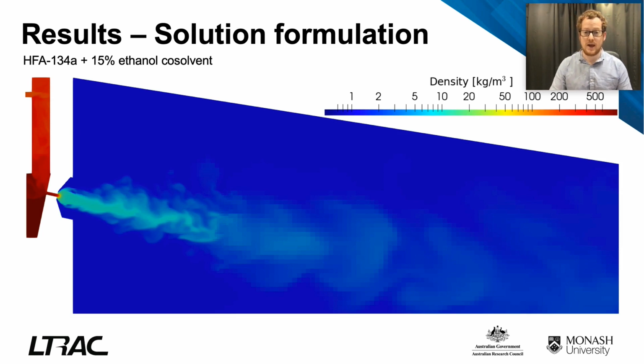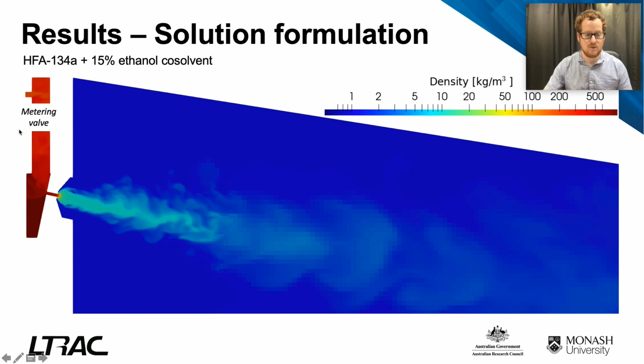Here's what you're looking at for a solution formulation. We're going to consider as an example today a HFA 134A spray with a 15% ethanol co-solvent. And this is the density field, where red is high density liquid and blue is low density vapor. And the geometry is like so.